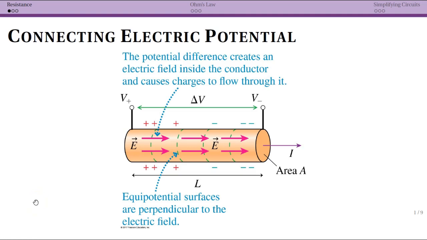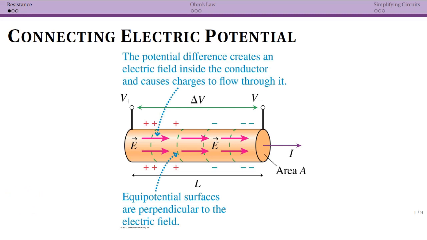We've been talking about current, we've defined some material properties, and we've seen an electric field. But what we haven't quite talked about yet is electric potential, or potential difference. So let's now try to bring that back in and see how that connects up.